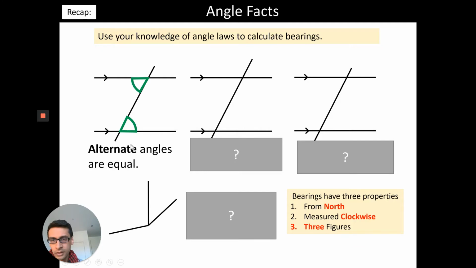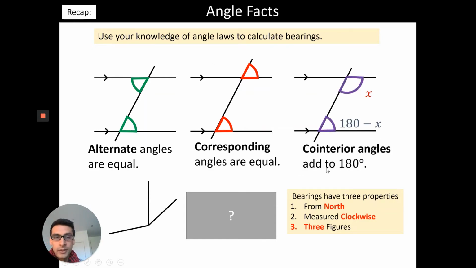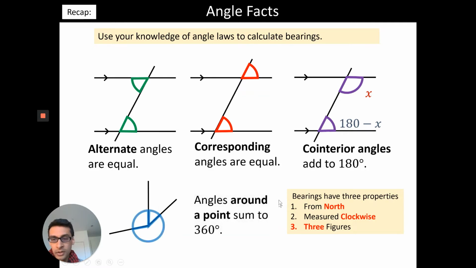So you can see sometimes they make a Z, you say they make a Z shape. Corresponding angles are in the same position on each part of the parallel lines, and then co-interior angles sum to 180. And obviously angles around a point add up to 360.